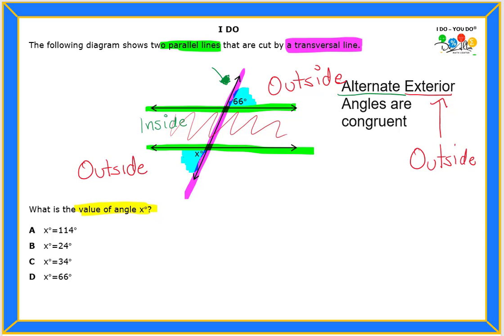Therefore, angle X should also be 66 degrees. So let's look at the answer choices and see which one is my answer then. Yes, if you're choosing letter D, you will be completely correct, right? That is 66 degrees. Very good. That's the answer, guys.